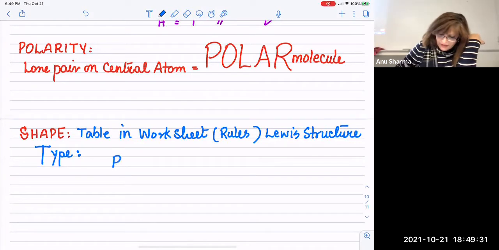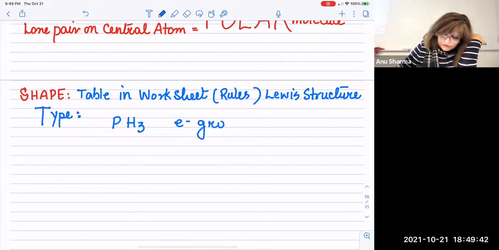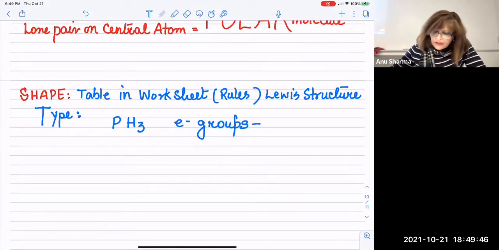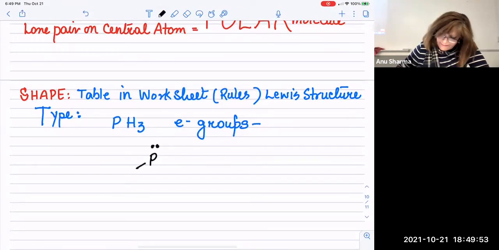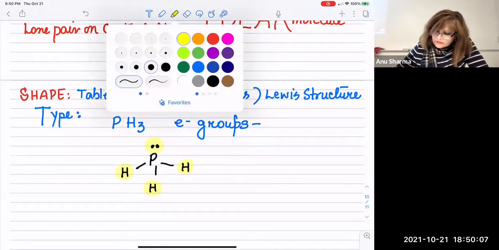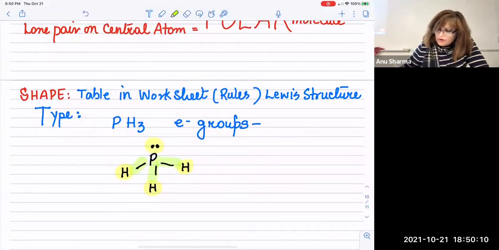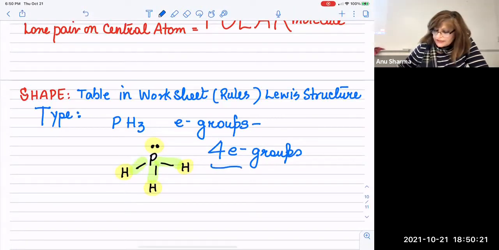So we have PH3. We know that on phosphorus there is a lone pair, so look at the electron groups. You need to look at the electron groups because you would need it for the hybridization. So get used to it. Three bonded atoms, and there is one lone pair. 3 single bonds and 1 lone pair. So there are 4 electron groups.